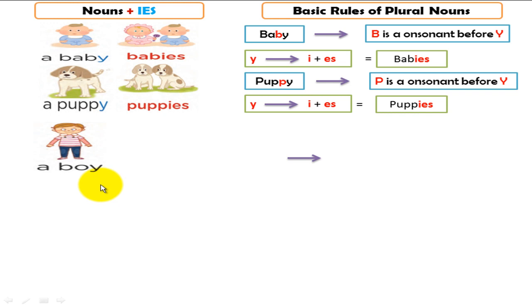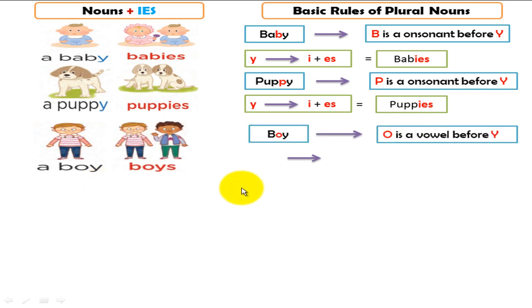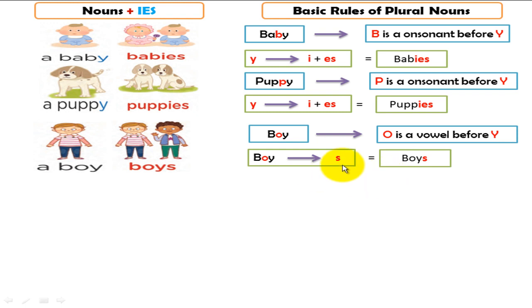Another example, we have a boy. The plural is boys. So with boy it is a little bit different. What comes before Y? We have O. So O is a vowel before Y. It's not a consonant. So when it is not a consonant, we only add S to the noun to form the plural, boys. Look here, boy, O, it is a vowel. We only add S to have the plural noun, boys.